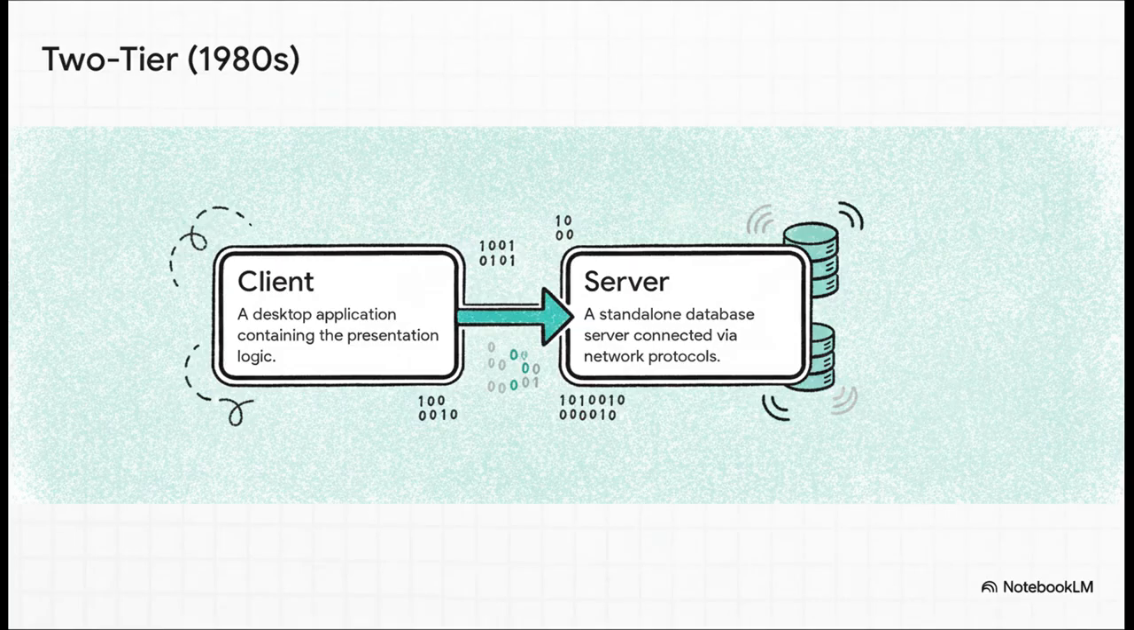The first major split really happened in the 1980s with the rise of personal computers. All of a sudden, you can have a desktop application, that's the client, handling everything the user sees and interacts with. It would then connect over a network to a big, powerful, standalone database, the server, which handled all the data storage. And that was the two-tier architecture.